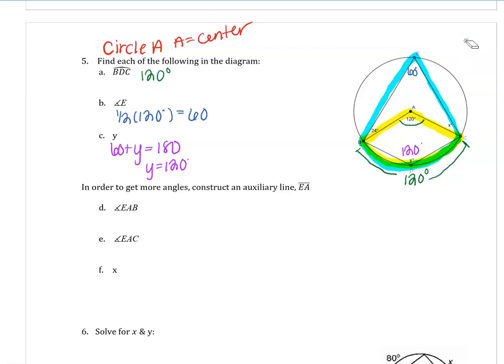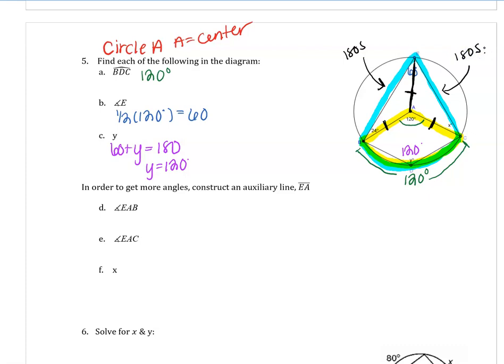In order to get more angles, we're going to construct an auxiliary line. So remember, auxiliary lines just mean an extra line. So we're going to draw in EA. Now, something I want you to notice here, guys, when we draw in that extra line, that's a radius, which means all of those are congruent. So that means this triangle right over here is isosceles, and this triangle over here is isosceles.